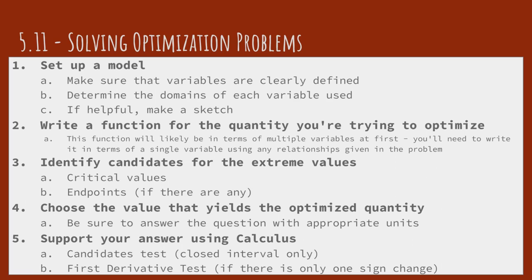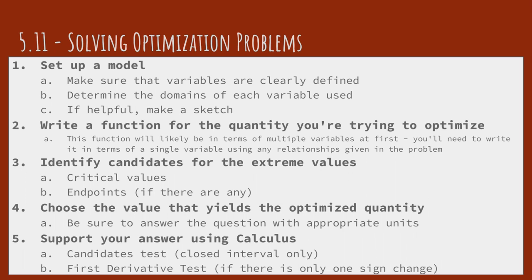Essentially, what we want to do is figure out how to make something as big as possible or as small as possible, depending on what we're looking for. For example, if we're modeling profit for a company, we're going to try to make that as big as possible. On the other hand, if we're modeling how much material we're going to use to make a certain product, we're going to try to minimize that. So, depending on the situation, we're going to try to maximize or minimize.